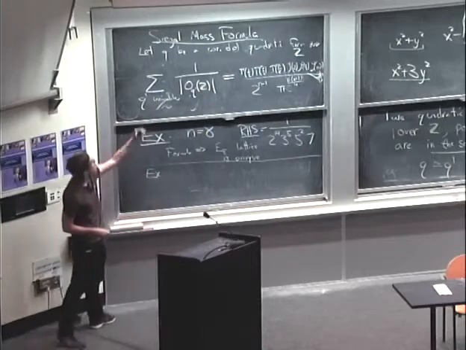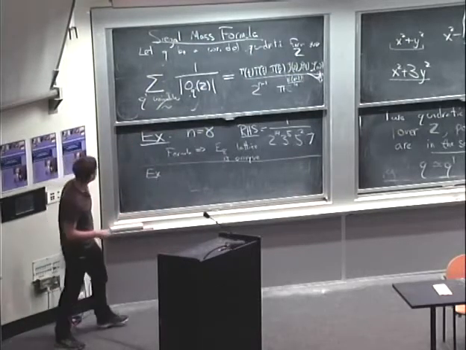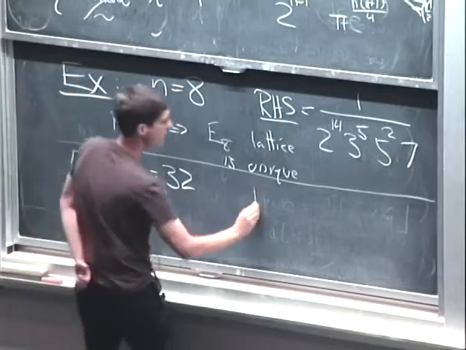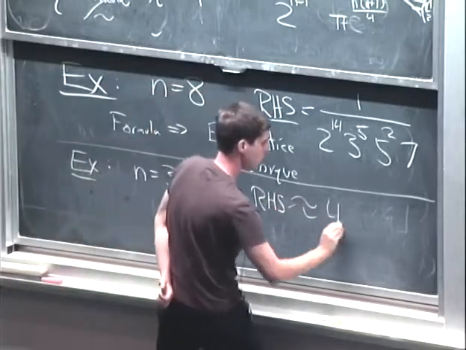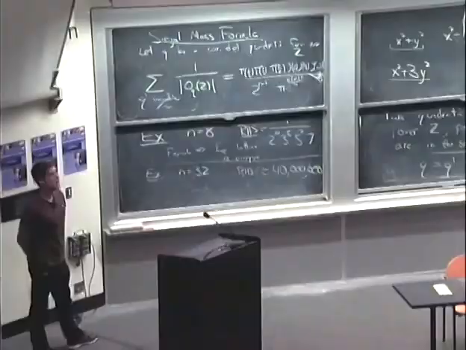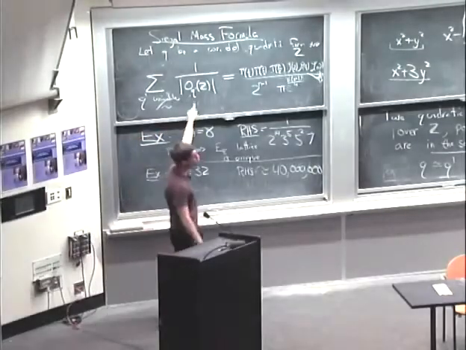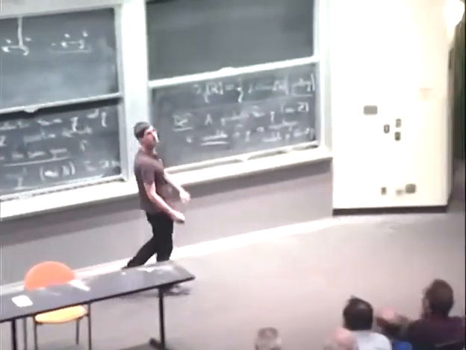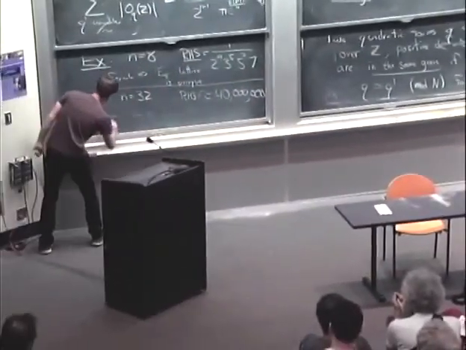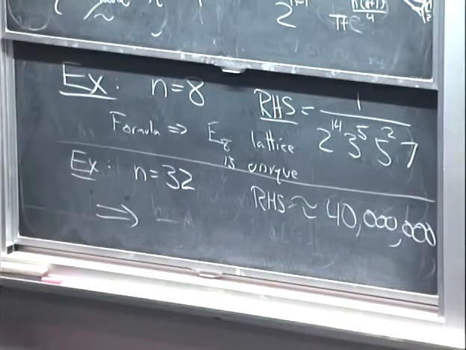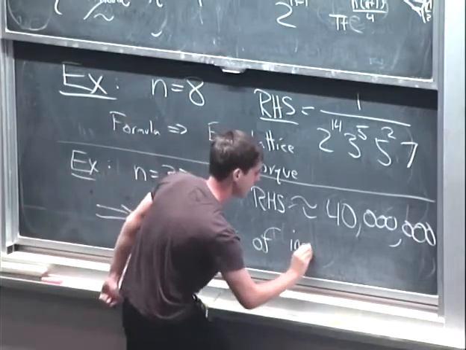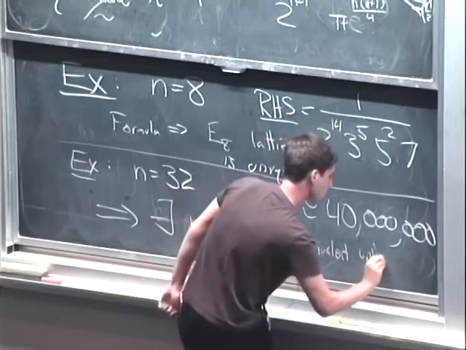Lest you be tempted to think that this equality is an equality between numbers that look fairly small, let's consider n equals 32. Well, in this case, the right-hand side is approximately 40 million. And the left-hand side is a sum of terms, and each of those terms is at most 1. So if that sum is going to be around 40 million, that means there's got to be a lot of terms. So in this case, the Siegel mass formula tells you you're never going to classify unimodular quadratic forms in 32 variables. It tells you there exist millions and millions of inequivalent unimodular quadratic forms.